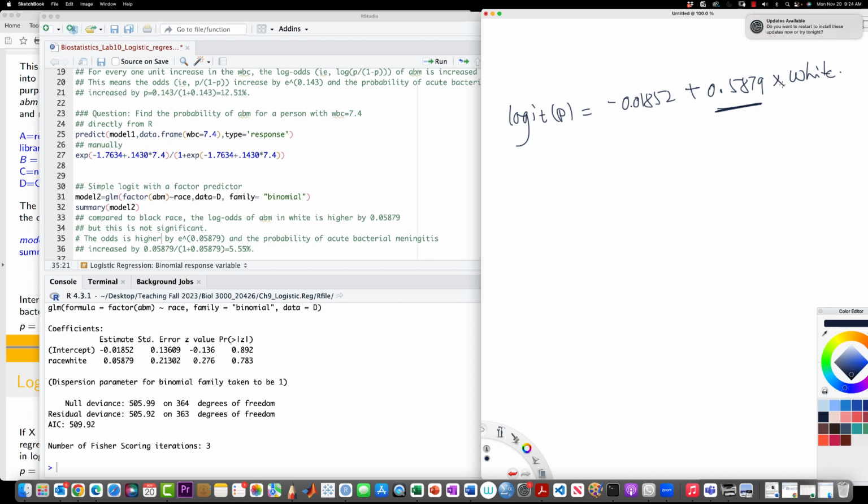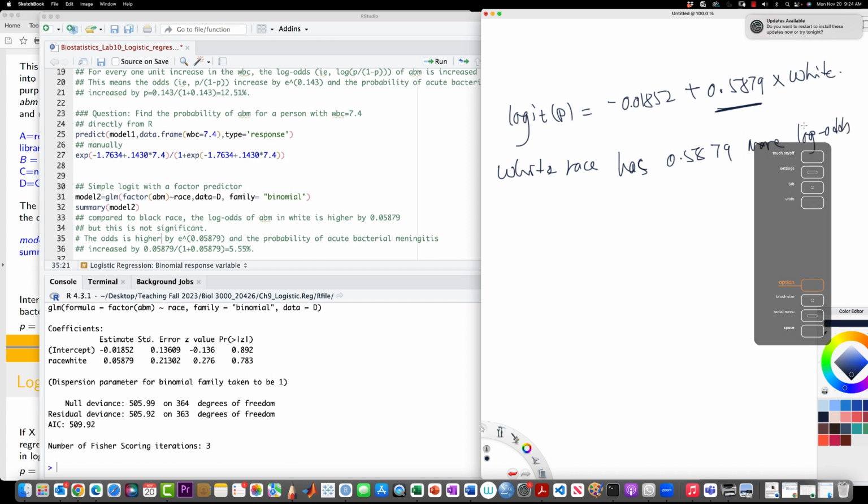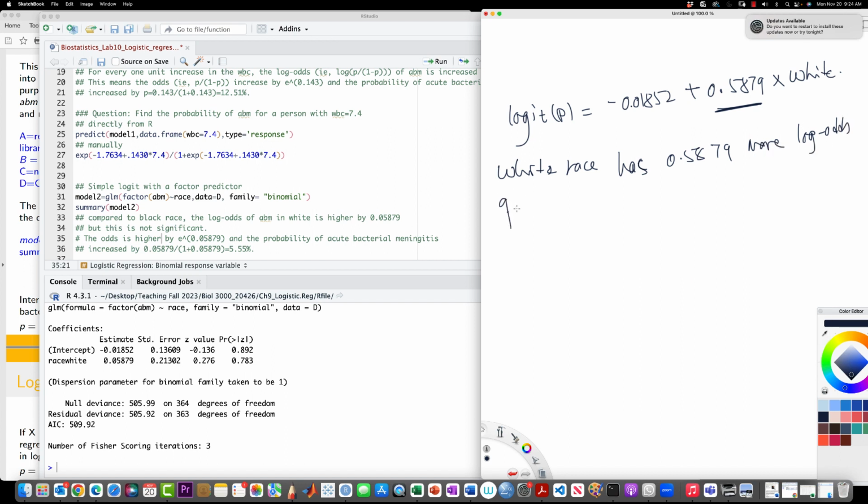So let's say it this way. The race white has 0.5879 more log odds of acute bacterial meningitis than black. That's how we say it, right? So you say that the white race has 0.5879 more log odds of acute bacterial meningitis than the black race. That's how we interpret the result.